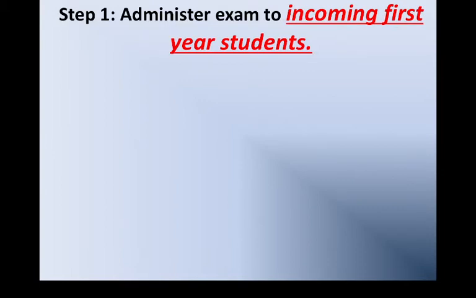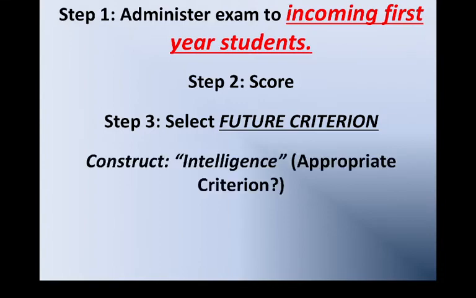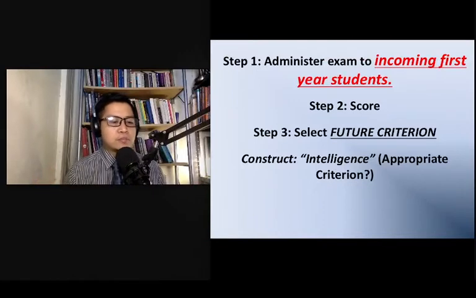Step 1. Siyempre, gagamitin mo yung exam na yan, i-administer mo yan sa mga incoming first year students. So yung mga papasok sa universidad, yan ngayon yung exam na gagamitin mo pang screen. And then, step 2, kunin mo yung kanilang mga raw scores. Step 3, dito ka na ngayon pipili ng future criterion. Again, what is criterion? The numerical expression of a construct. Ano ba yung construct ng test mo dito? Definitely, intelligence.